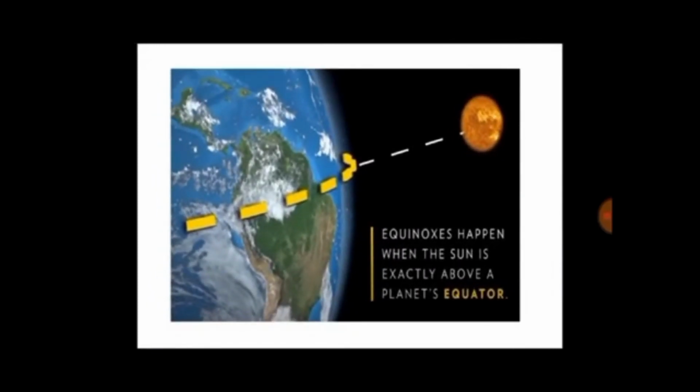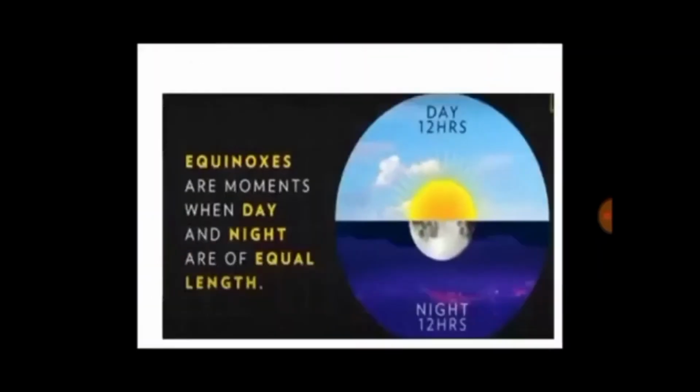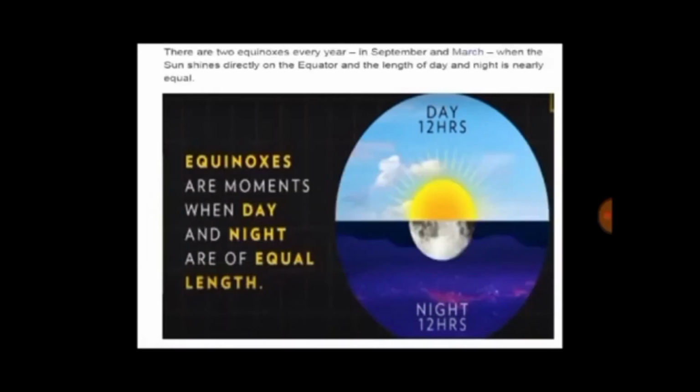Equinoxes happen when the sun is exactly above a planet's equator. Equinoxes are moments when day and night are of equal length, that is 12 hours of day and 12 hours of night. There are 2 equinoxes every year, in September and March. When the sun shines directly on the equator and the length of day and night is nearly equal, we say that it is an equinox today.